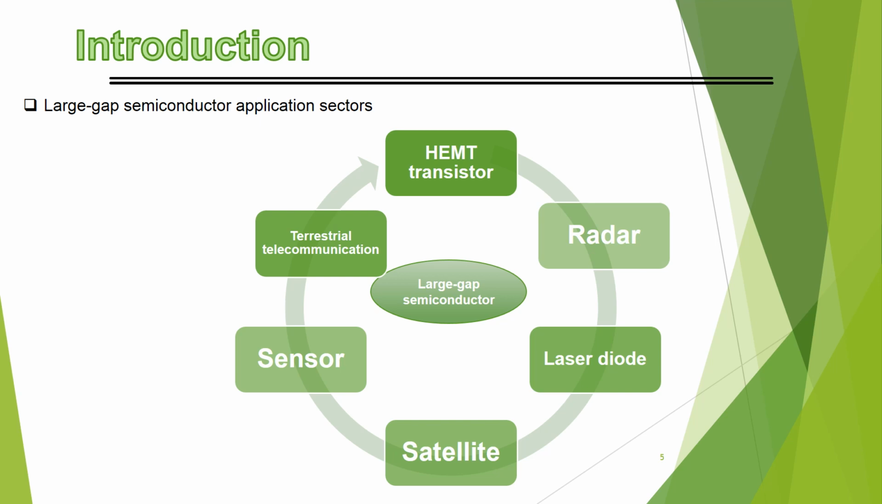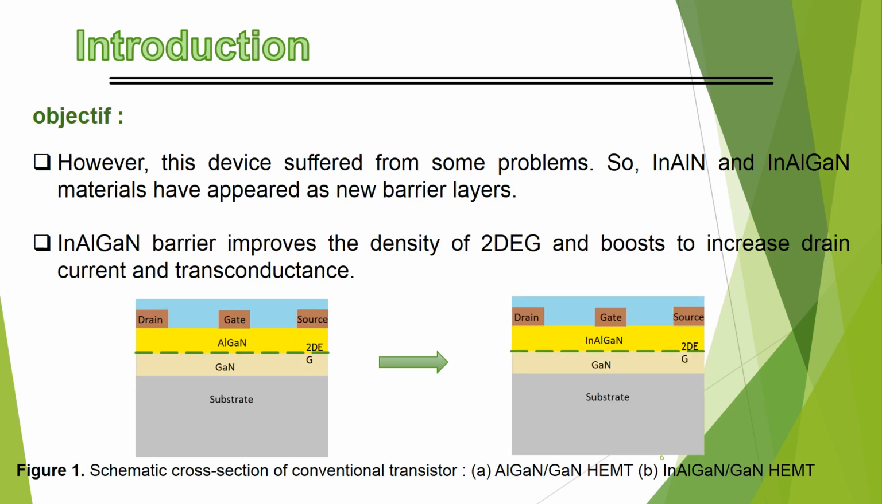This device is useful in many applications, such as radar, laser diodes, satellites, sensors, and terrestrial telecommunication. However, this device with an AlGaN barrier suffers from some problems. So InAlN and InAlGaN alloys have appeared as new barrier layers, where we incorporate indium in the material. InAlN/GaN HEMTs demonstrated better performance.